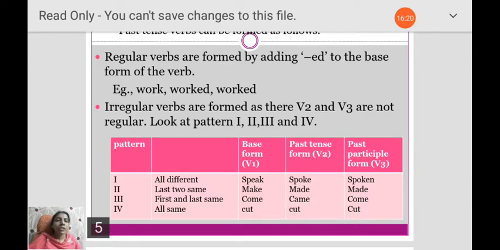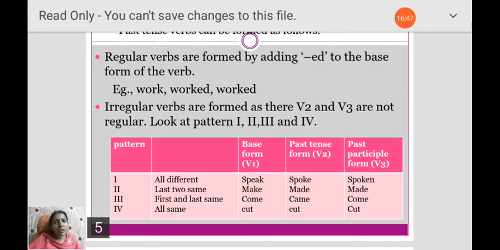Still, there are more examples. And look at the second one: last two same. The base form is make, M-A-K-E. The V2 form is M-A-D-E, made, and the V3 form is also M-A-D-E, made. So the V2 and V3 forms are the same. That's why we have given the name to the pattern as last two same.